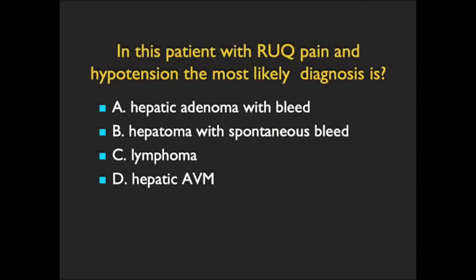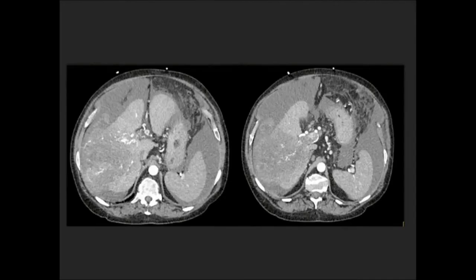In this case, the patient has right upper quadrant pain and is hypotensive. What's the best diagnosis? If you look, you see a large mass involving the right lobe of the liver and what appears to be a cirrhotic liver. The mass has areas of neovascularity, and there is extension beyond the surface of the liver. There appears to be blood, so what I'm looking at is a hepatic mass that has basically ruptured.